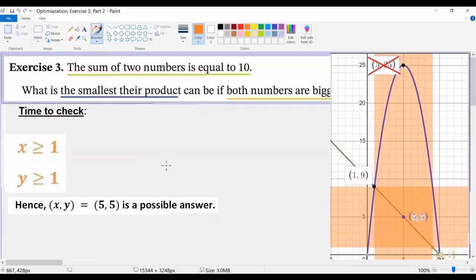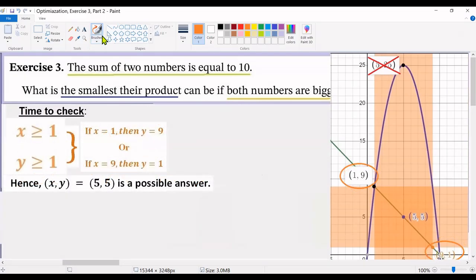Time to check our ordered pairs. We're going to first look at our ordered pairs 1, 9 and 9, 1. If x is equal to 1, then we'll have y is equal to 9. Or if x is equal to 9, then we will have y is equal to 1. In either case, if we have 1 times 9 or 9 times 1, we still get the product of 9.